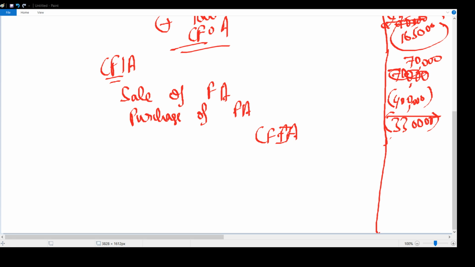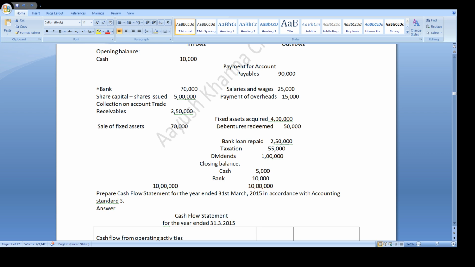Next point. Bank loan repaid 2,50,000. Operating activities. Oh, sorry, not operating, it's financing activities. Dividends, financing activities. Debenture redeemed, financing activities. And the rest is done.